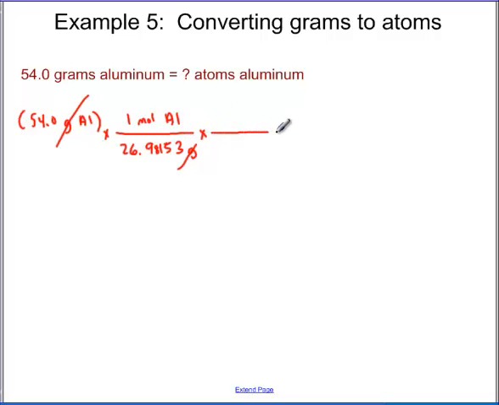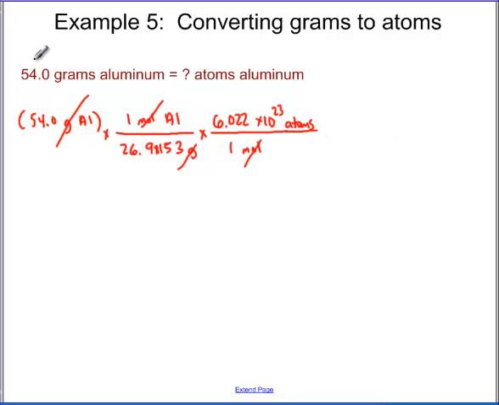So now we want to do our second conversion from moles into atoms. Remember, 1 mole of anything contains 6.022 times 10 to the 23rd particles. In this case, we're talking about atoms. Moles cancels out. I'm left with atoms, so that means I can pick up my calculator. 54.0 divided by 26.98153 multiplied by Avogadro's number.